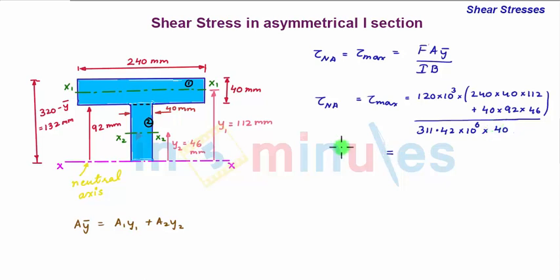So upon solving, we get the value of maximum shear stress as 11.98 Newton per mm square.